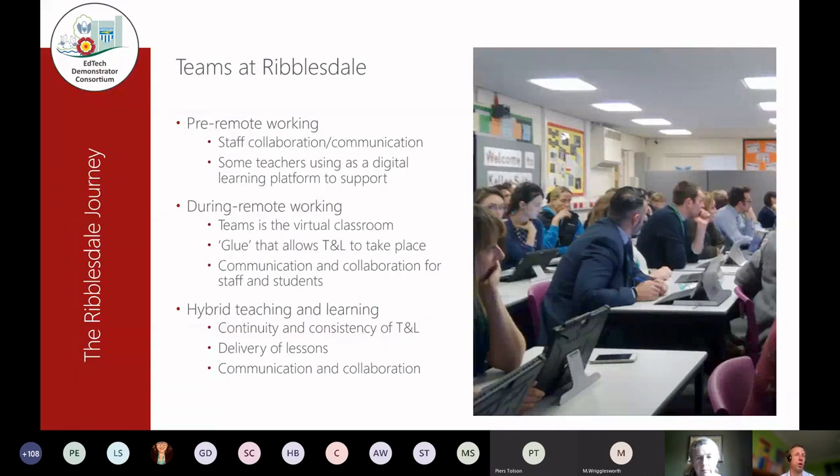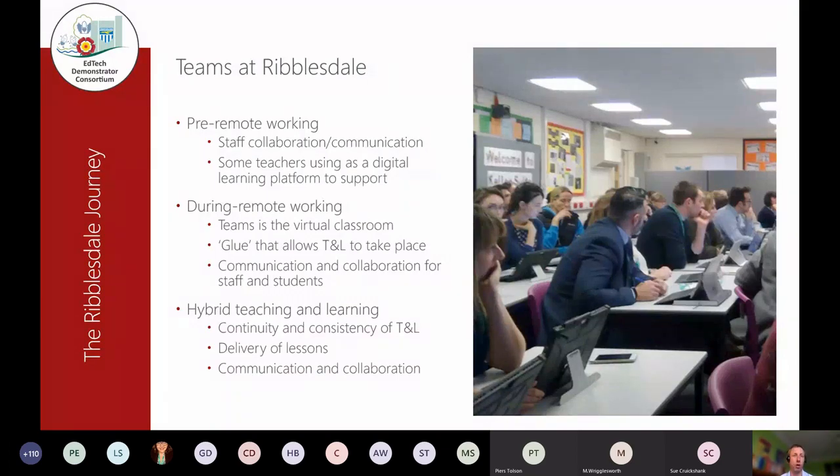Some of our teachers were using it as a digital platform with their learners, but that wasn't by any stretch the majority. It was used by those teachers to support what went on in the classroom, very much as an extension of their classroom, perhaps when those learners went home to do homework. Obviously, during remote working, a lot of organisations, us included, started to scramble about how Teams was going to help us and how it was going to work.